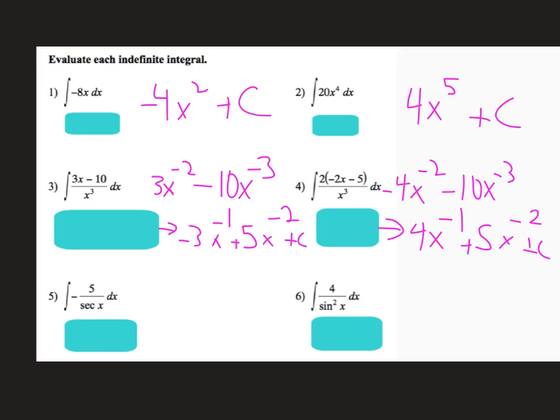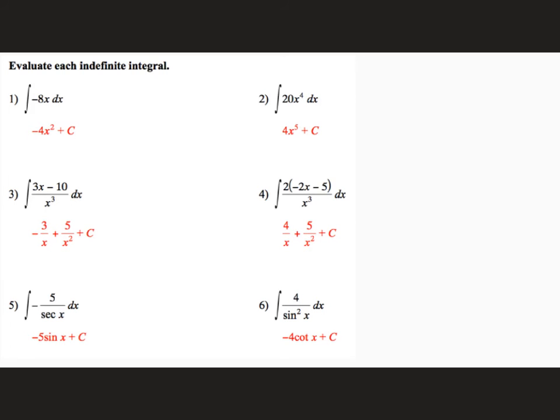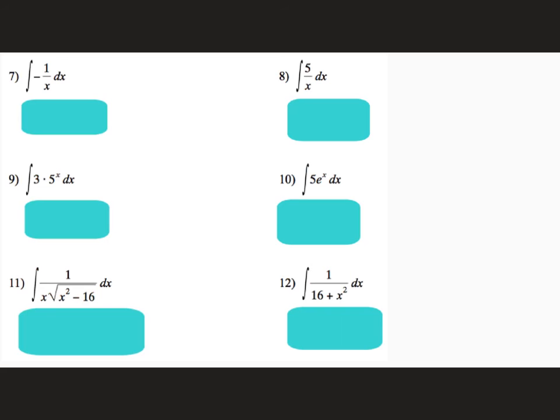And plus c. And then 5 over secant is the same thing as 5 cosine x. Negative 5 cosine x, well, negative cosine x becomes sine x with a 5. And then 4 over sine squared is 4 cosecant squared x, and that's cotangent x with a 4, but a negative, right? Because it's negative cosecant squared. If you don't believe me, build it. Oh, look, there they are. We did it.